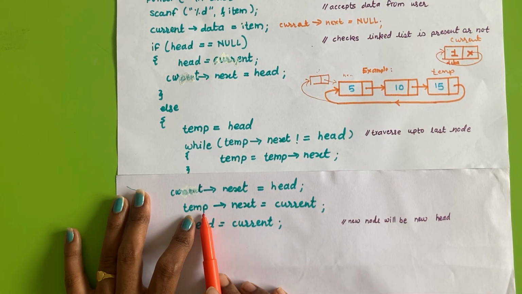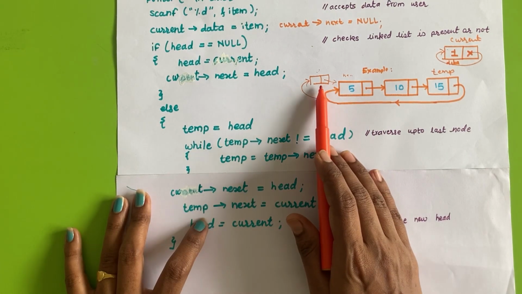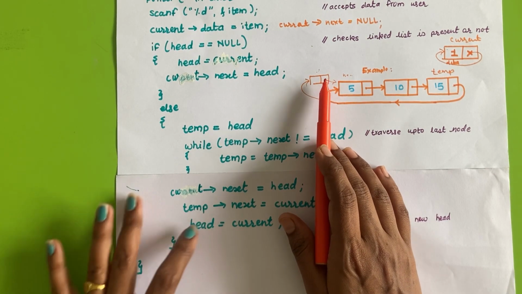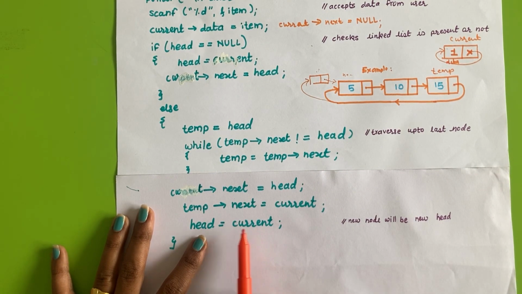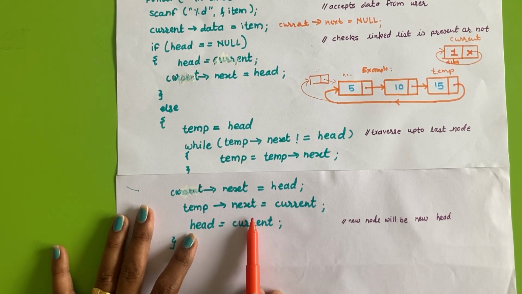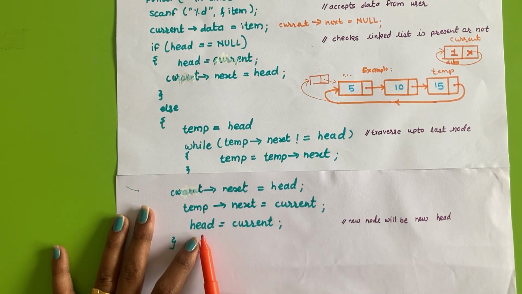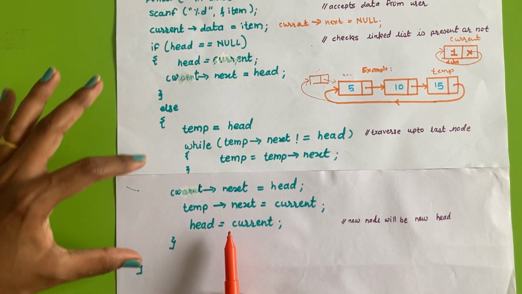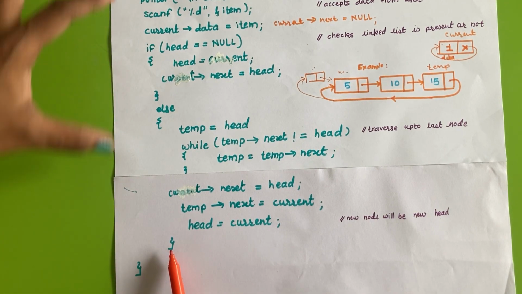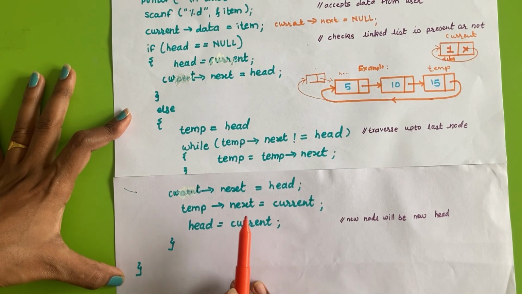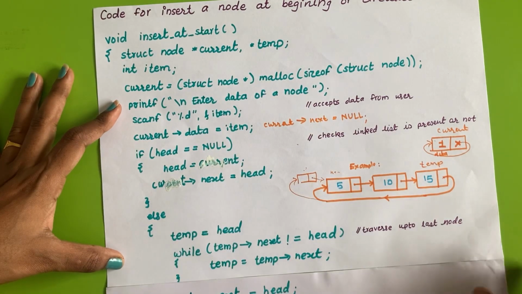So the next statement will be temp's next is equal to current, and now we have to assign this newly added node as the head node. So I'll change the value of head to the current node. That's why this assignment will go from the current node to the head node. So this will make the newly added node the head node. Now the else part will complete, and the function for insertion at the start, or insertion at the beginning, of the circular linked list is completed.